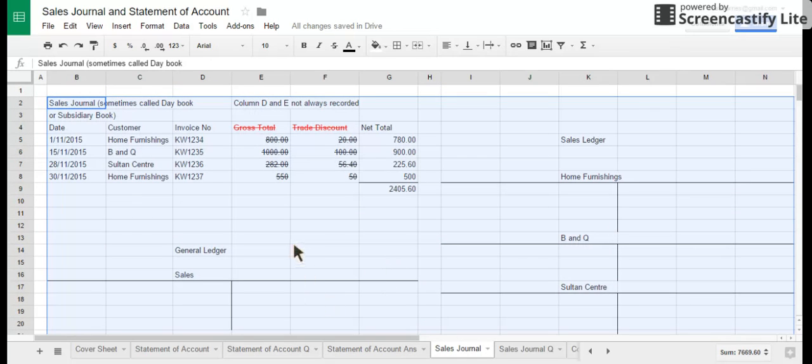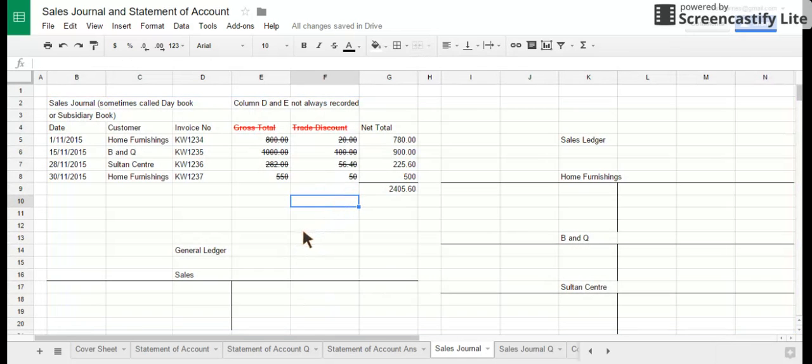Welcome back to the second part of this podcast. The second part is relatively easy because we've already done two journals. We're going to look at the sales journal. The sales journal is sometimes called the sales daybook, and sometimes the sales subsidiary book. It looks very much like the other books that you've already seen.